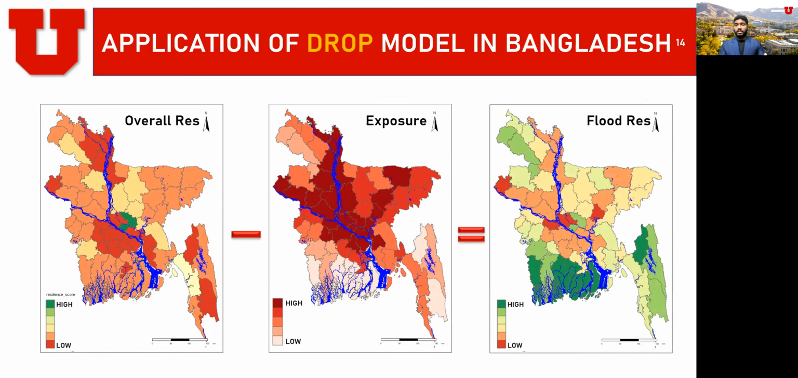And it indicates that the central part of Bangladesh is less resilient compared to the other parts of Bangladesh. And the exposure map at the side would help understand that the areas that are not exposed to flood are highly resilient, and that's why they are being shown so resilient.